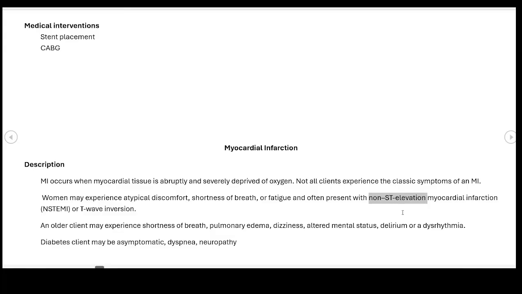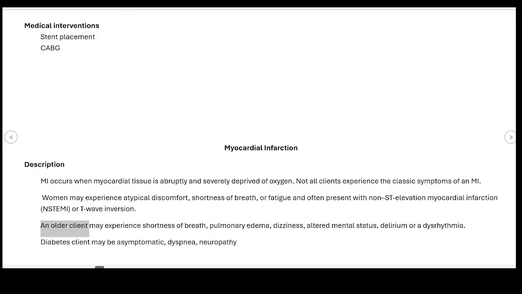So if the ST did not get elevated, we call it non-ST elevation myocardial infarction, or NSTEMI. That is good. When you hear that word, that's all we're talking about. And then the T wave will be inverted, but usually you'll be talking more about the ST segment.